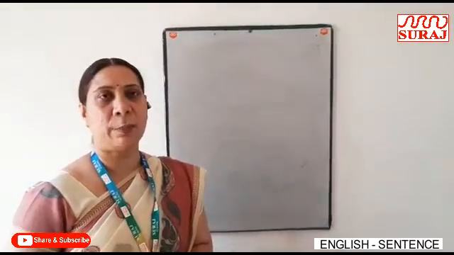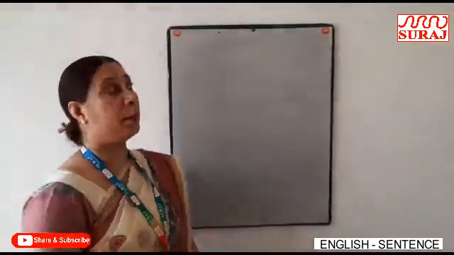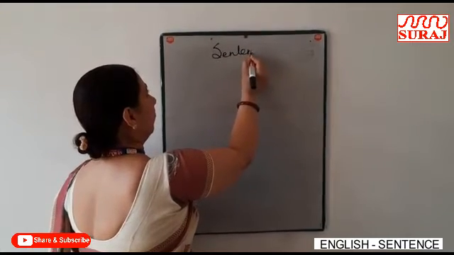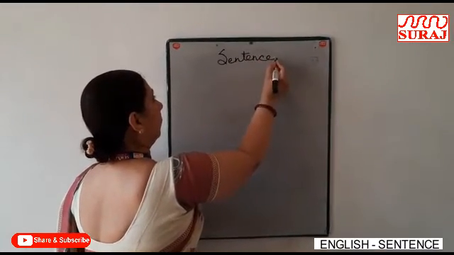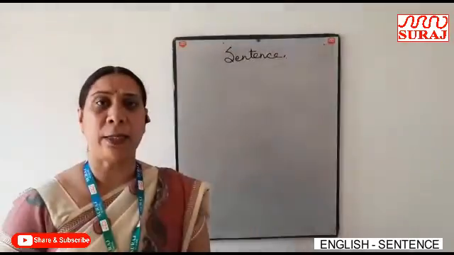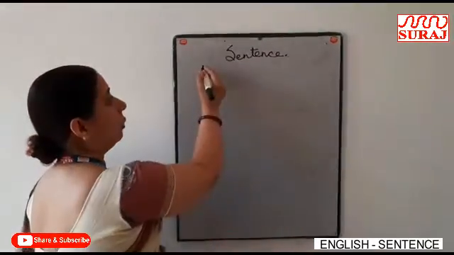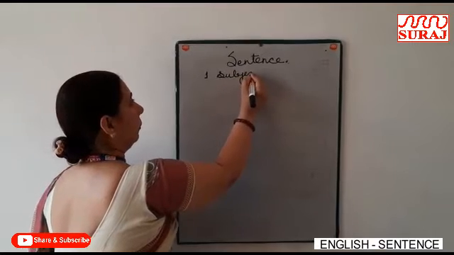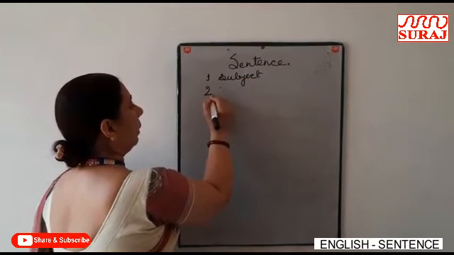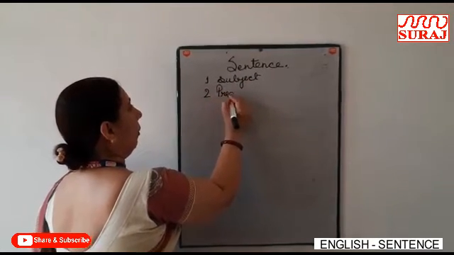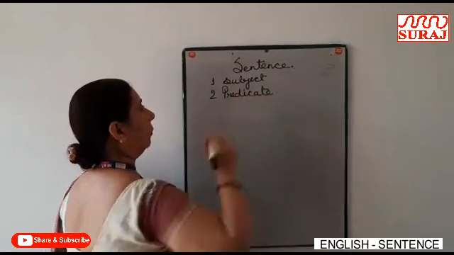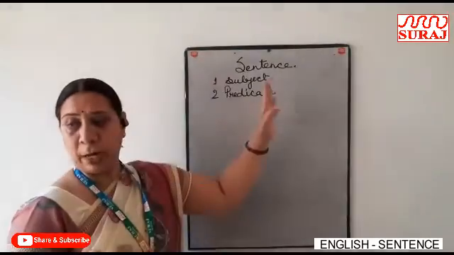Today we will discuss the topic sentence. A sentence has two main parts. The first one is subject. The second one is predicate. Subject and predicate.